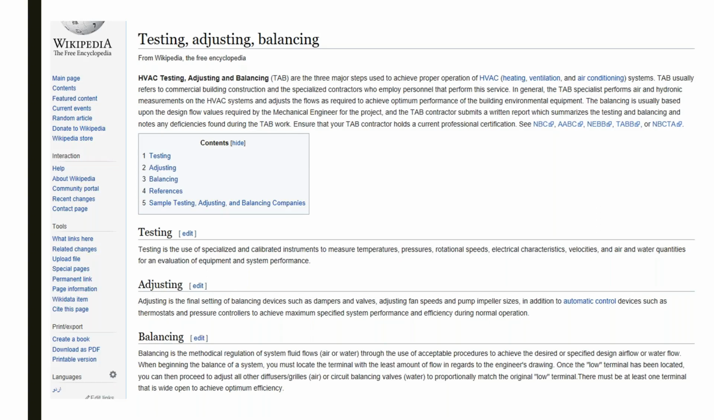So we test to begin with to establish where we're at. We look at where we need to go. We make the changes. We think about it. We calculate. And then we come back with the TAB procedures and put it in operation with the new numbers.